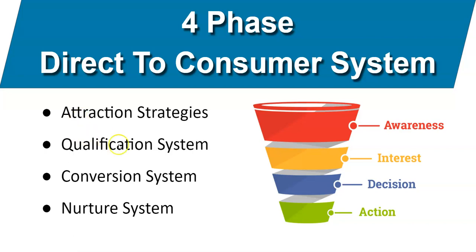Then we're going to get into qualification. Once we have the right people coming into our world, we want to make them jump through some hoops, make sure we qualify the people that we're working with. Then with conversion, once we have qualified opportunities, we want to have qualified conversations. So it's converting those to having more qualified conversations, and then nurturing.